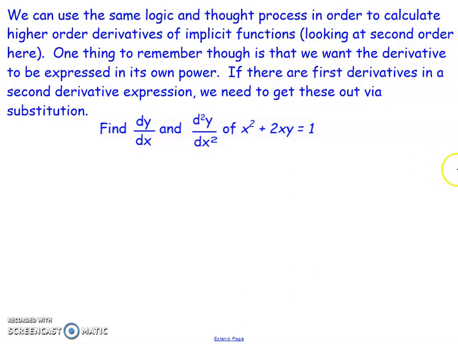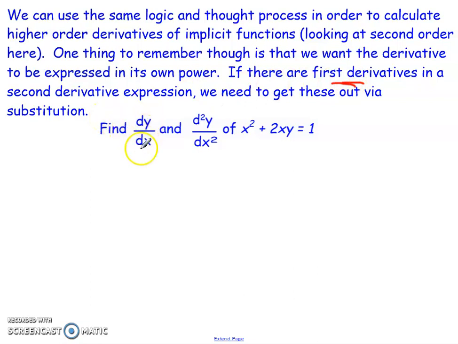So the big thing we have to remember is that if there are any first derivatives in this second derivative expression, we can get them out via substitution. Because we've got an expression for dy by dx, we can substitute that in and get that out that way. Well, let's look at an example, because that's the best way to do it.